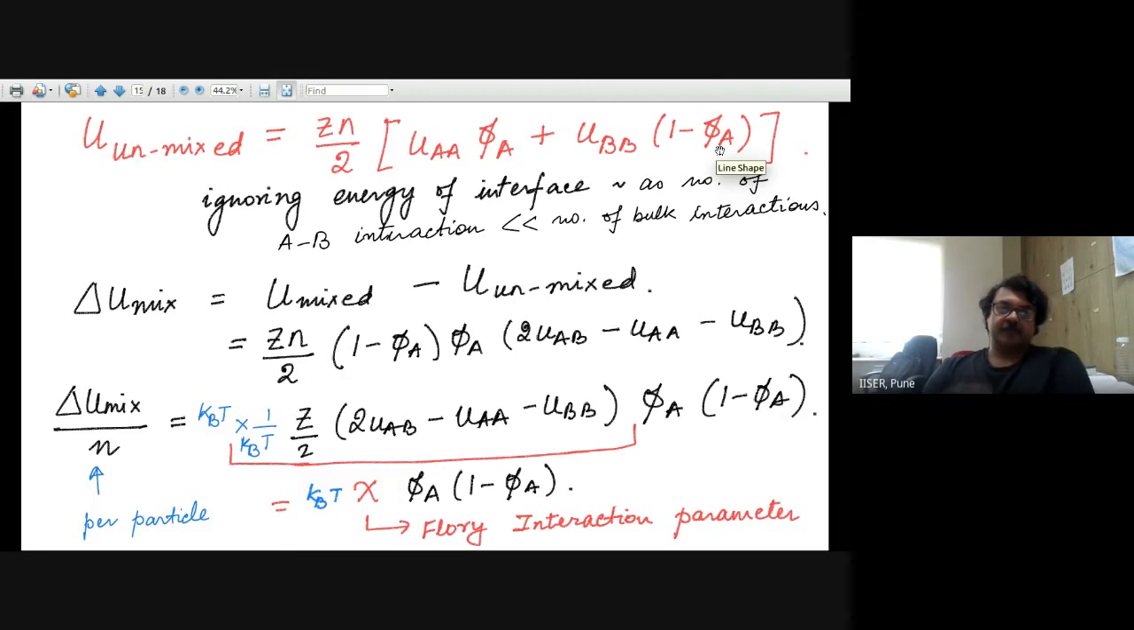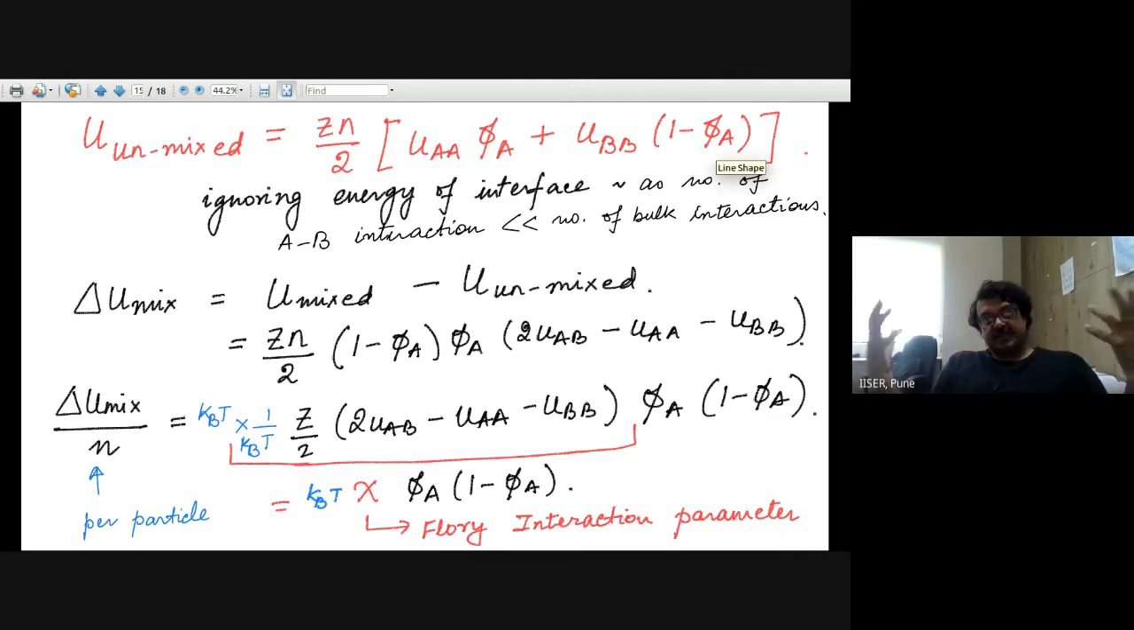What have we ignored? We have ignored any AB interaction. Where will there be AB interaction? Only at the interfaces. So you have a box like this. Here, this is full of A particles and this is full of B particles. There will be an interface, the boundary between A and B particles, and on this side there is A and on this side there is B, and there will be UAB interactions here.